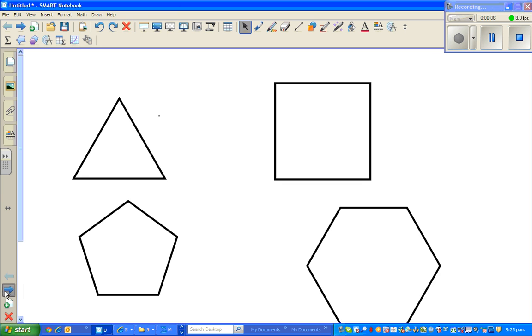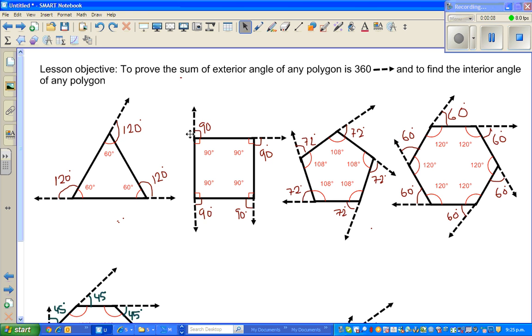The objective of this video is to prove that the sum of exterior angles of any polygon is 360 degrees. From this simple result, we're also going to find a way to find the interior angles of any polygon. So let us be clear what we mean by exterior angle and what the interior angle is.